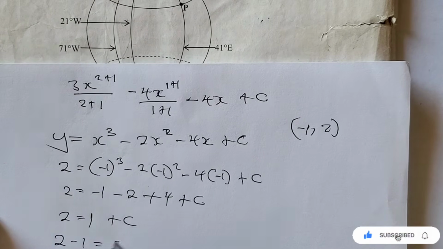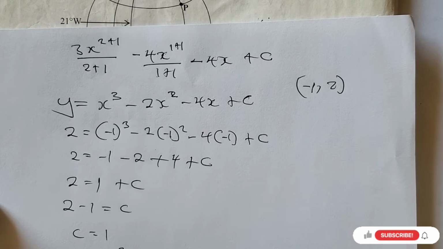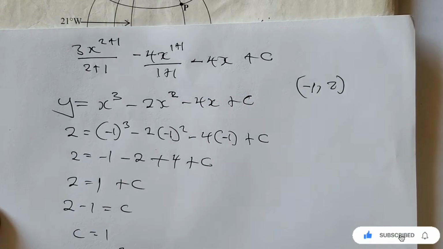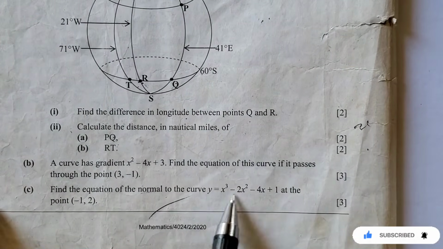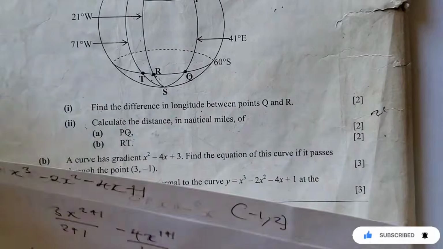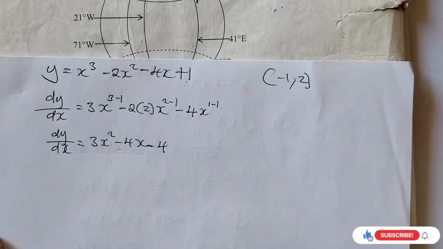2 minus 1 is equals to c. What is the value of c? 1. So the equation is supposed to be y is equals to x cubed minus 2x squared minus 4x plus what? 1. And this is the equation before it was differentiated. Check. Is this the same? Yes, it's the same. Before it was what? Differentiated, right? So let's now proceed.